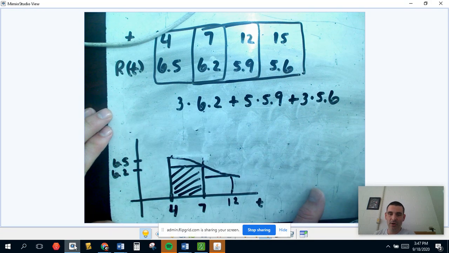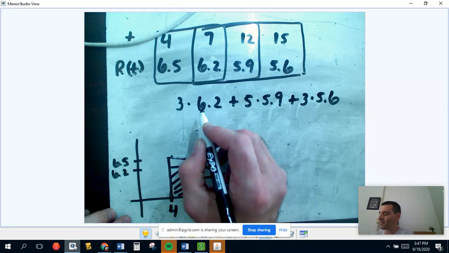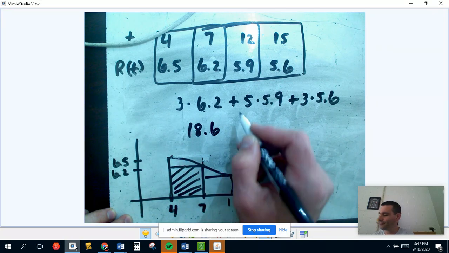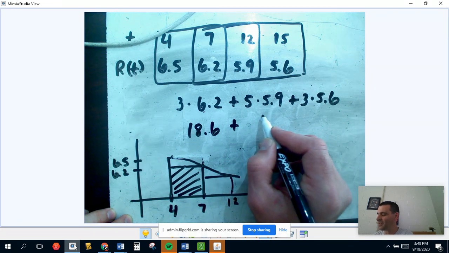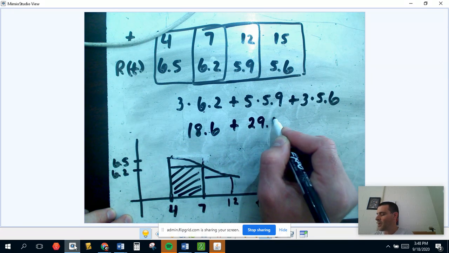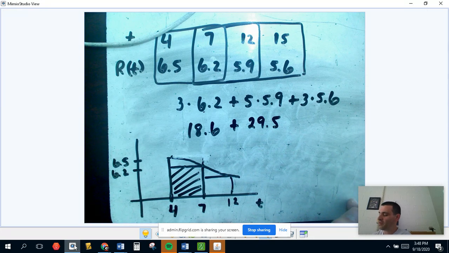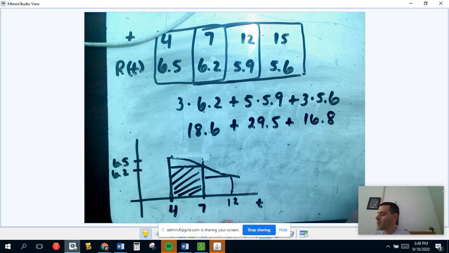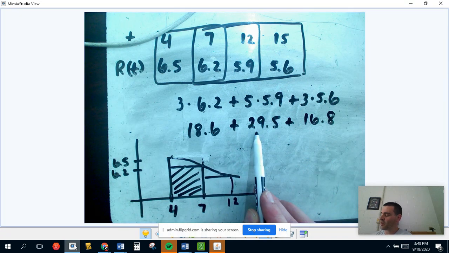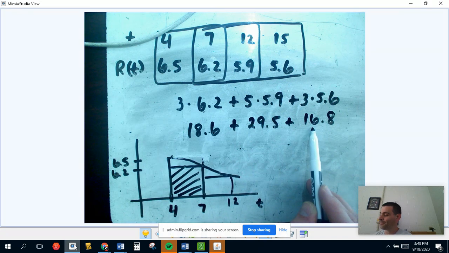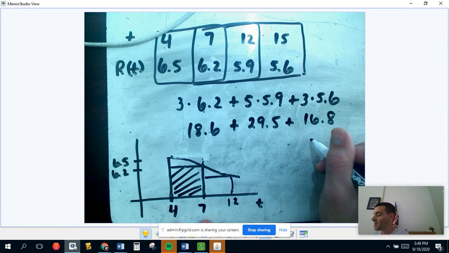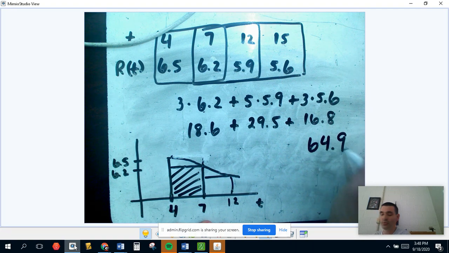Now, this is intended that you do it without a calculator, so we should be able to do this. 3 times 6.2, well, 3 times 6 is 18, so 3 times 6.2 is 18.6. 5 times 5.9, well, 5 times 6 is 30, so take away 0.5 will be 29.5. And 3 times 5.6, let's see, 3 times 5 is 15, and 1.8, so 16.8. Okay, and then if we add 18 and 29, that's 47, plus 16 would be 63. Then we have 0.6, 0.5, 0.8 extra, which is 1.9. Okay, so I'm calculating that correctly. That's 64.9. Let's read the question.